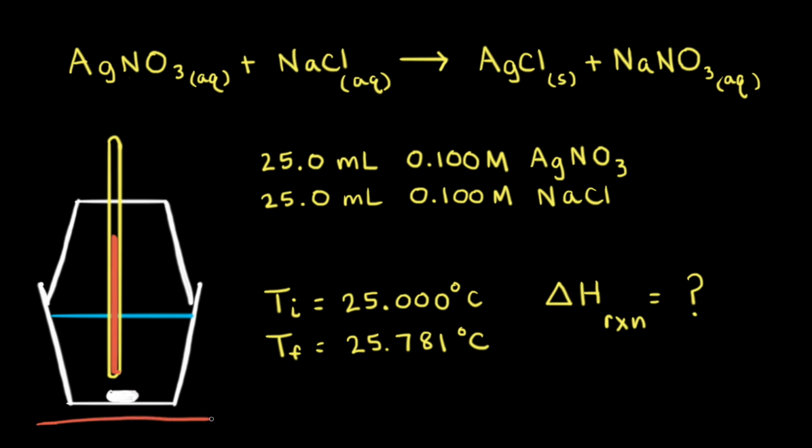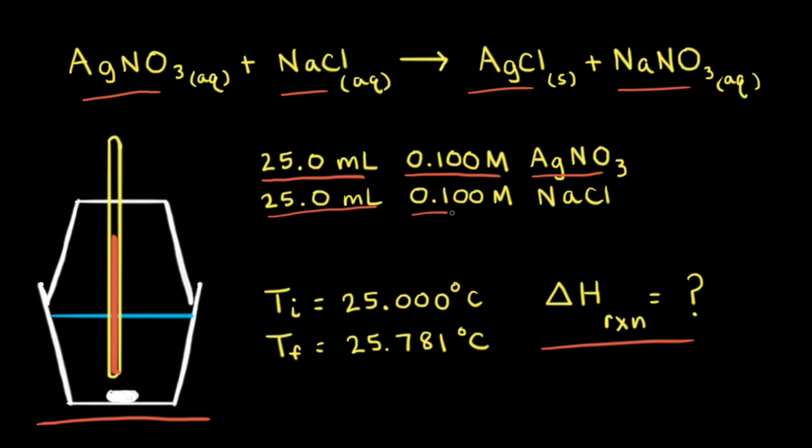A constant pressure calorimeter can be used to find the change in enthalpy for a chemical reaction. Let's look at the chemical reaction between an aqueous solution of silver nitrate and an aqueous solution of sodium chloride to form a precipitate of silver chloride and an aqueous solution of sodium nitrate. Let's say we have 25.0 milliliters of a 0.100 molar solution of silver nitrate and 25.0 milliliters of a 0.100 molar solution of sodium chloride.